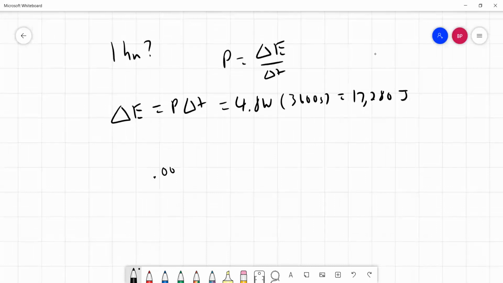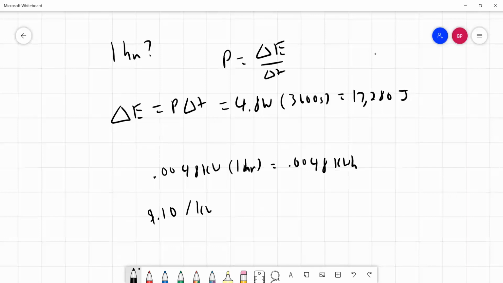So that's 0.0048 kilowatts. And then an hour in kilowatt hours is just an hour. So this is 0.0048 kilowatt hours of energy. Okay. Now a typical price to pay for a kilowatt hour is about 10 cents. So that's 10 cents per kilowatt hour.